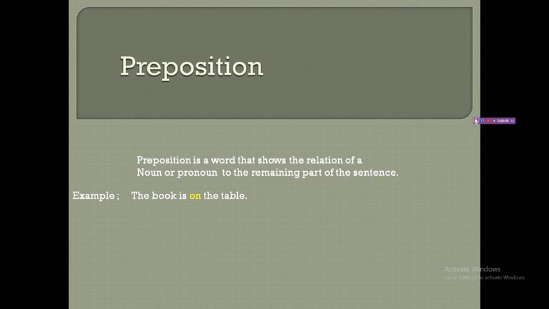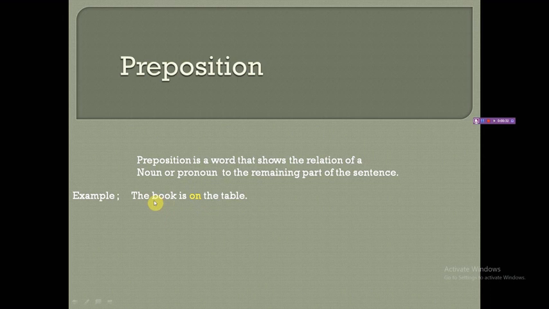We will learn preposition. Preposition is a word that shows the relation of noun or pronoun to the remaining part of the sentence. Let's see an example first. The book is on the table. In this particular sentence, on is a preposition which denotes some place.